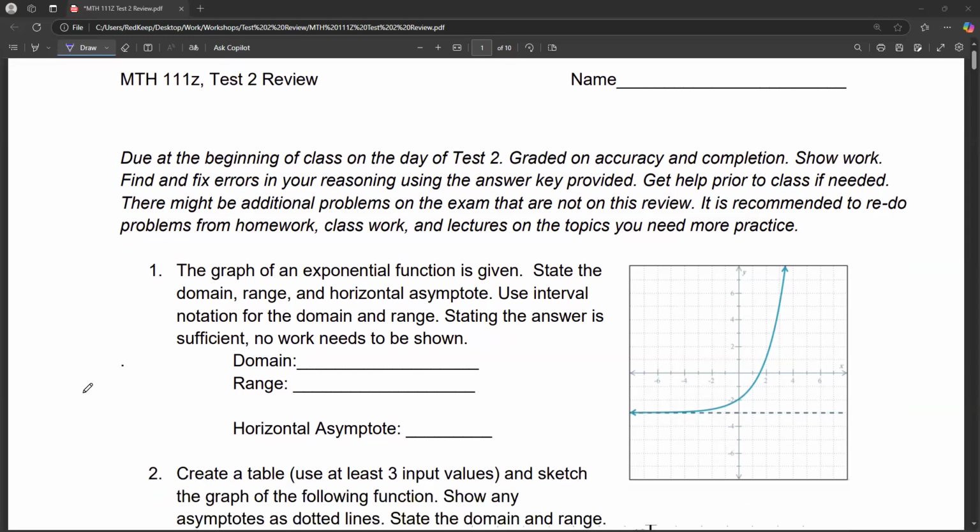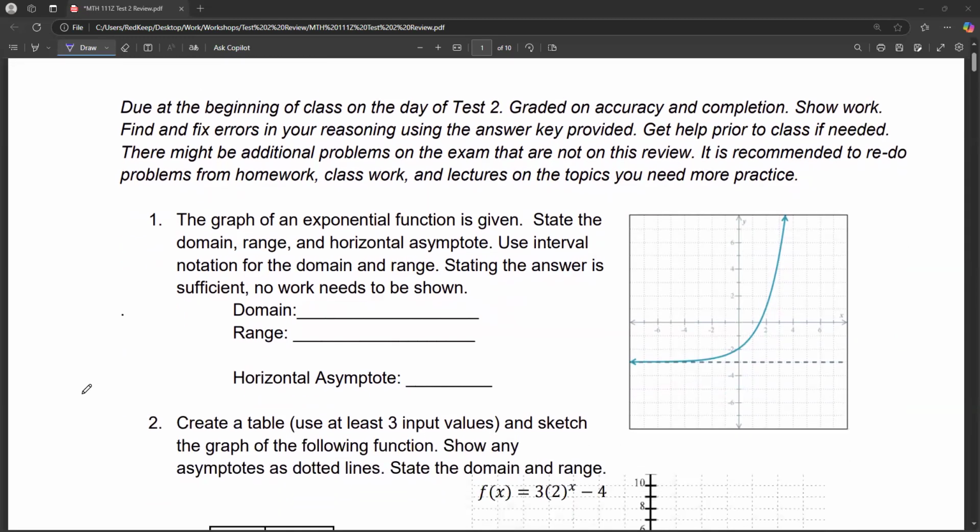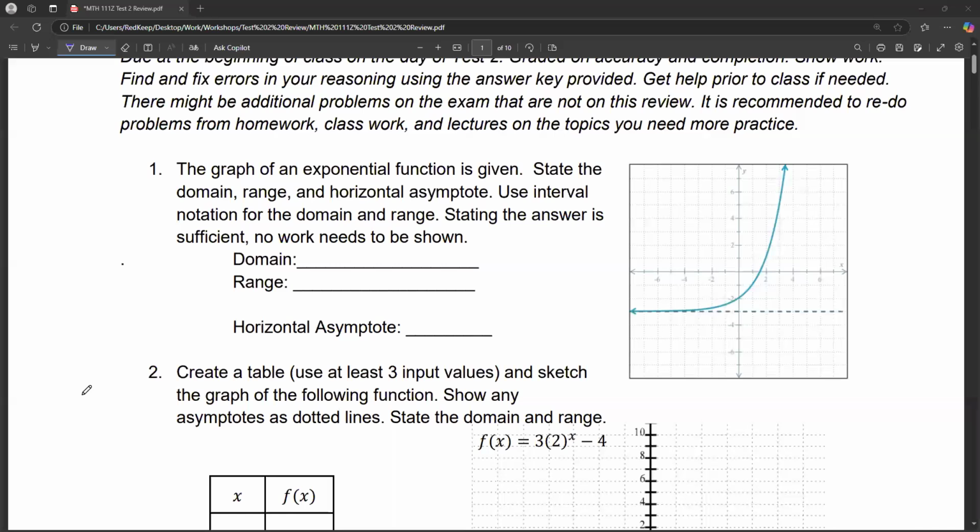So for question number 1, they're asking us to check out this graph of an exponential function on the right-hand side. We're asked to state the domain, range, and horizontal asymptote. And to do that, we're going to be using interval notation. And so let's get after it.